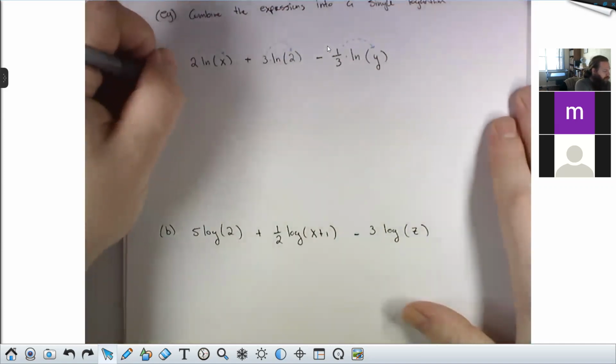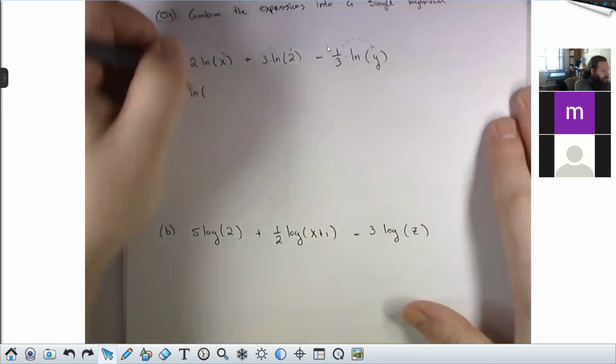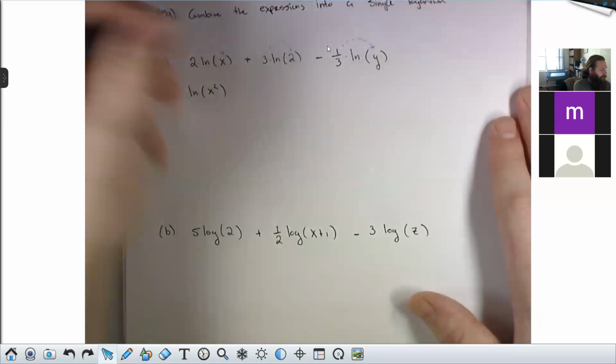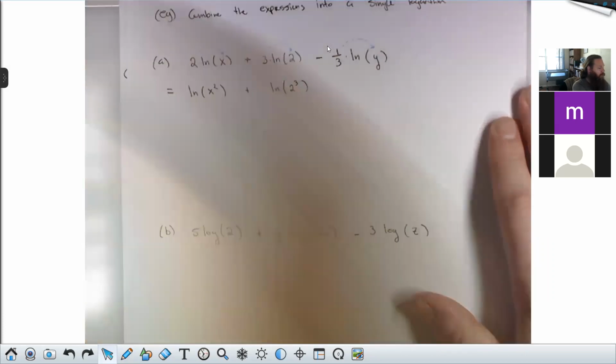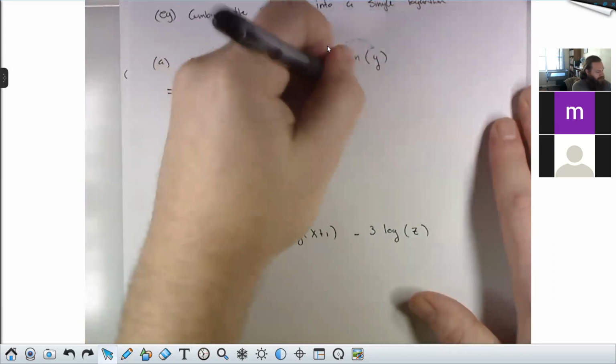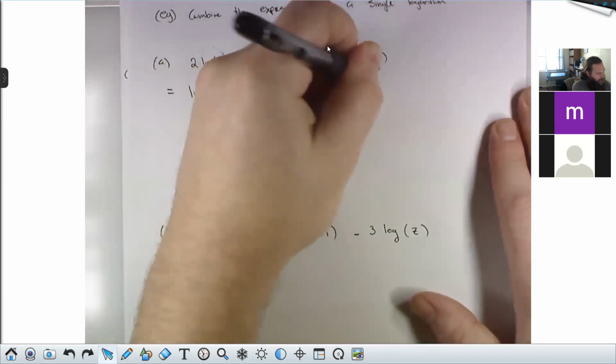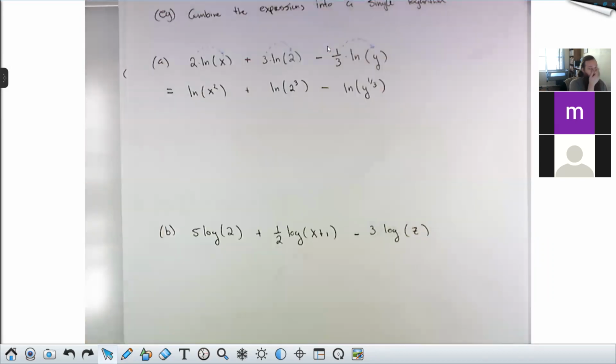So this is the same as the ln of x squared plus the ln of 2 cubed minus the ln of y to the 1/3 power. Does everybody see what's going on there? What we're using here is property 3.